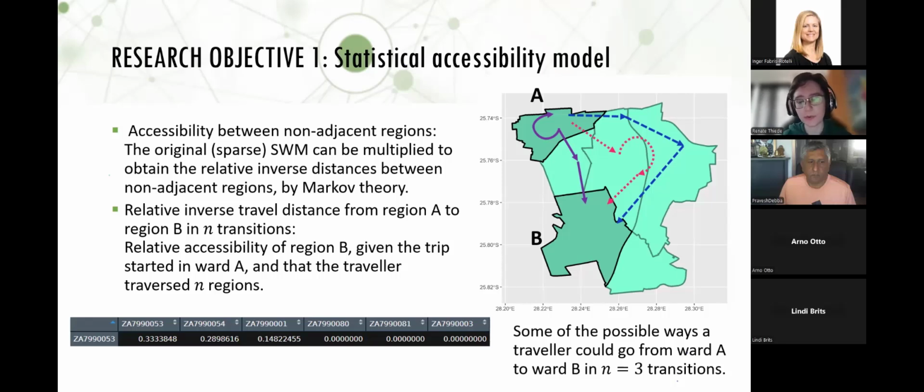The reason I'm talking about inverse travel distance is simply because less distance corresponds to a higher probability of moving from one place to another because it's closer. That's how I got the probabilities.